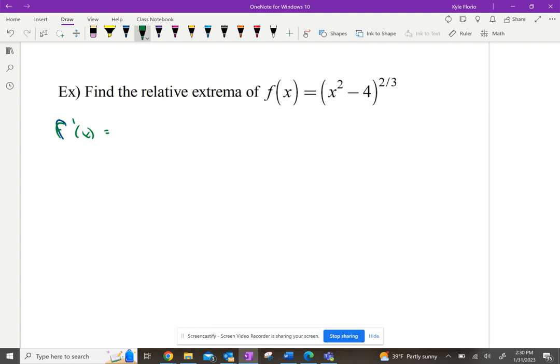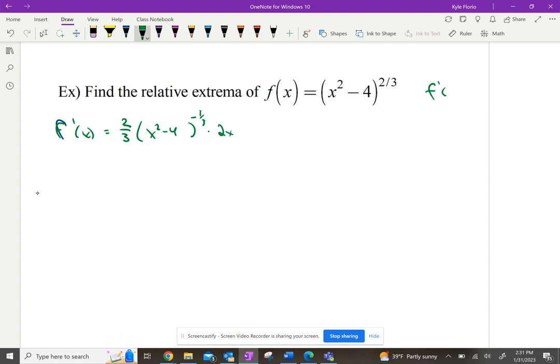So the derivative of this bad boy, it's just going to be a chain rule. So the outer function is something to the 2/3. So the derivative is going to be 2/3 times that something to the 2/3 minus 1, which is negative 1/3. The inside function stays the same, x squared minus 4. And remember the chain rule, then you have to take the derivative of the inside function, which is 2x.